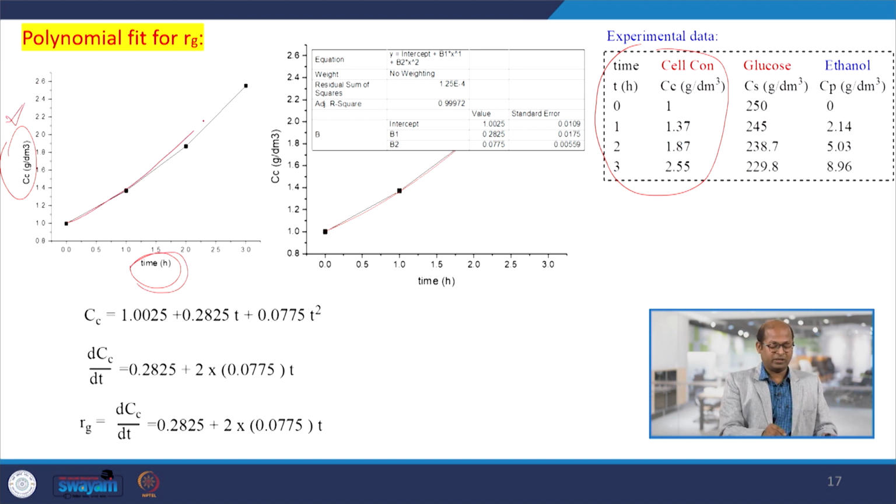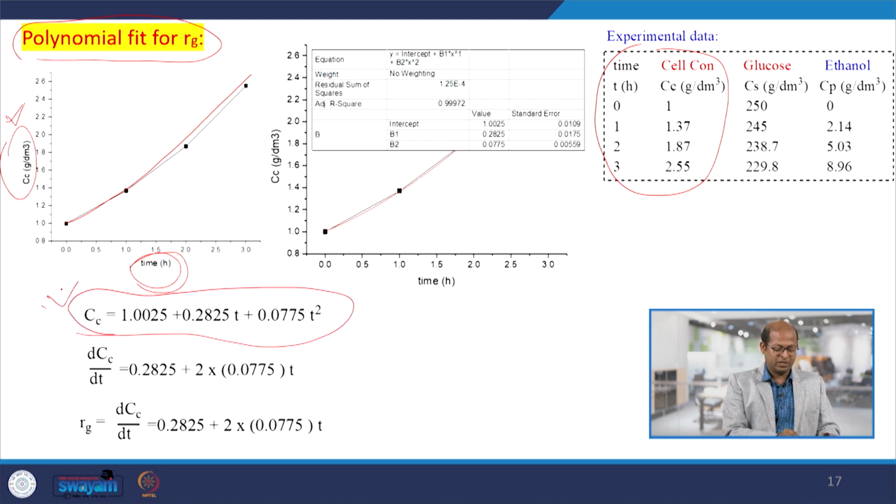So, these are the plots that will come. This type of plot will come. After that we will do the polynomial fit. Once we do the polynomial fit, this type of equation, concentration as a function of time, will come. If we differentiate this, then it would come like this.